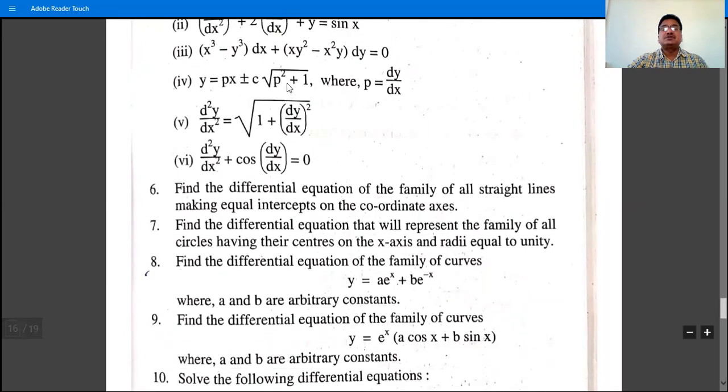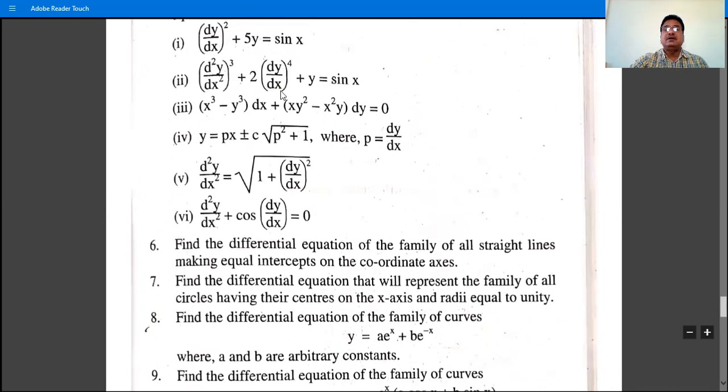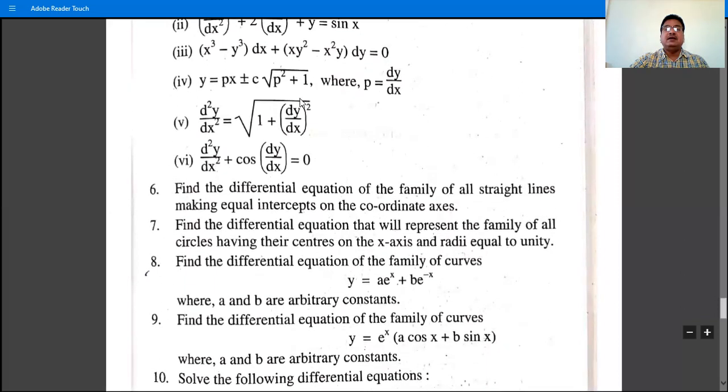And now we have to square both sides, because p is dy by dx. So squaring both sides and then find the order and degree, because it is not free from radical signs. We know the definition of order and degree of a differential equation: we can find the order and degree when the differential equation is free from radical signs and free from fractional powers as far as the derivatives are concerned.